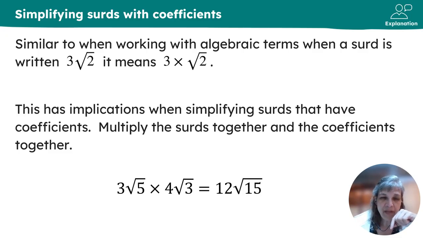So for example, here, you have 3 root 5 times 4 root 3. The 3 and the 4 multiply together to give you 12, and then the root 5 and root 3 multiply together to give you root 15.